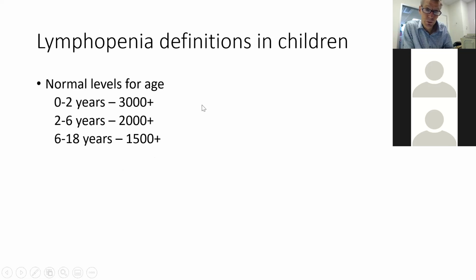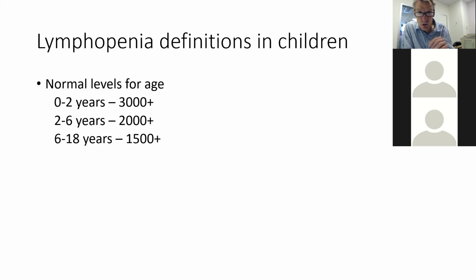I mentioned that this boy had lymphopenia. The boy with pneumocystis had lymphopenia, and I think it's useful to understand what lymphopenia is. The normal lymphocyte count is age dependent, and as children get older, their lymphocyte count actually gets lower. So if you're a school-age child from 6 years of age or older, then the normal lymphocyte count is 1,500 and above. But if you're in the first 2 years of life, then you should have about 3,000 lymphocytes.